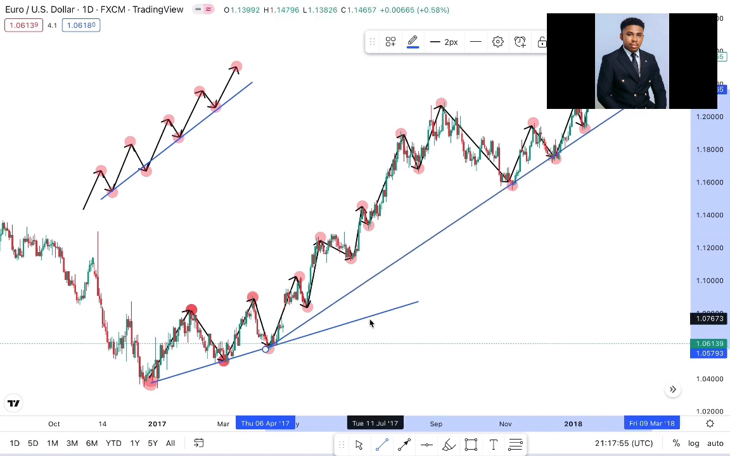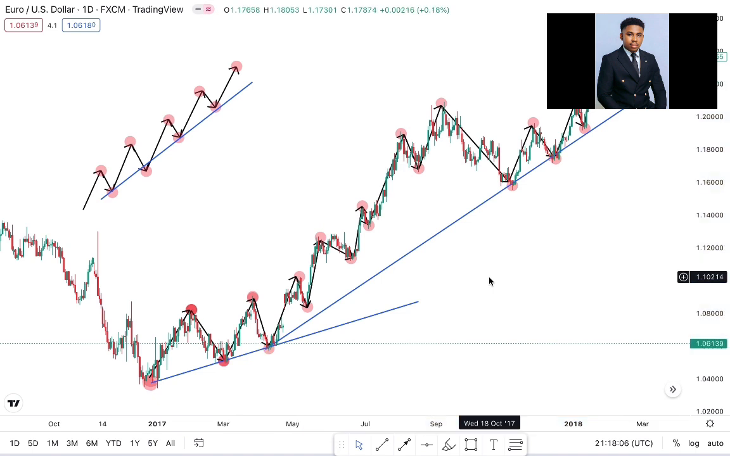Okay, so you can also see that this trend line connected these three lows, and this trend line connected these three lows. Now, what is the essence of a trend line? What's the importance of a trend line in the market?